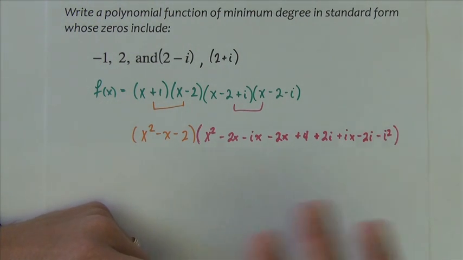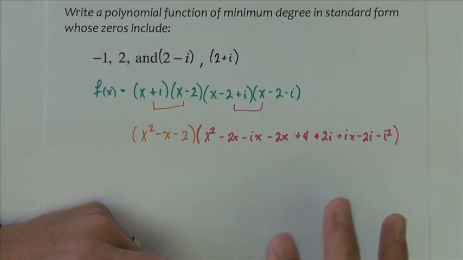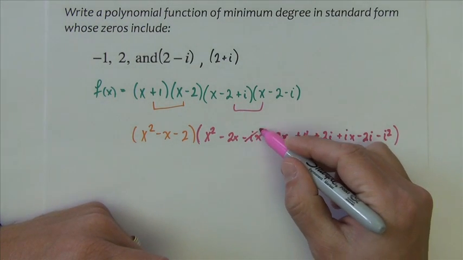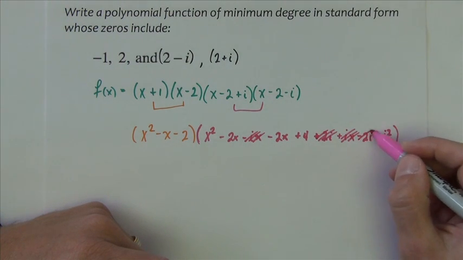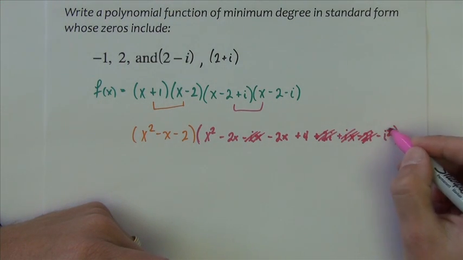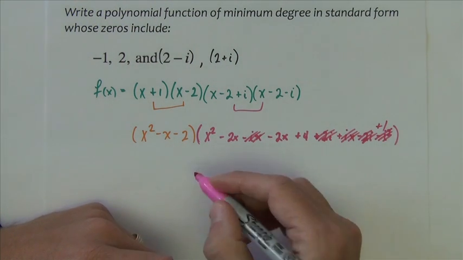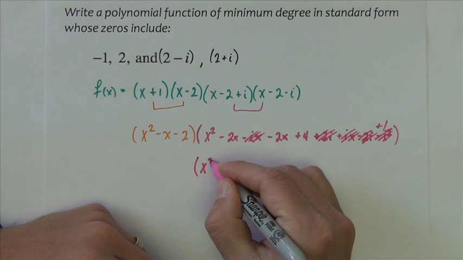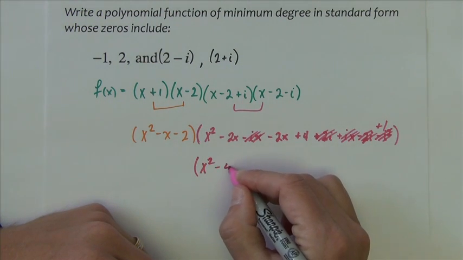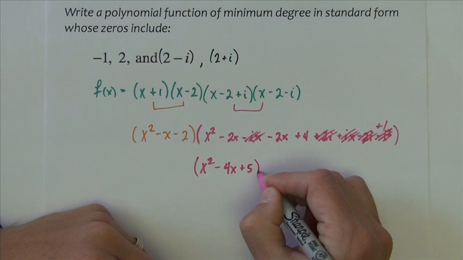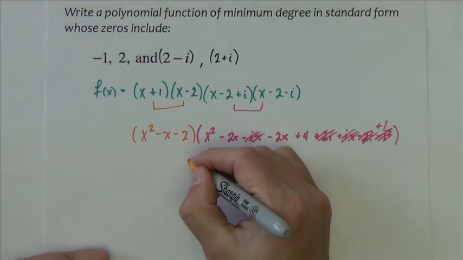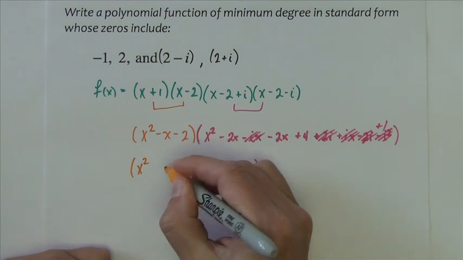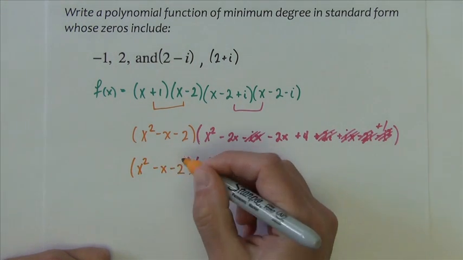Okay, all the i's need to go away. If I did this right, all the i's will cancel. -ix, positive ix are gone. Positive 2i, negative 2i are gone. Negative i squared, same as positive 1. Okay, I'm going to put all those like terms together. It's x squared minus 4x plus 5. Okay, and I had this x squared minus x minus 2.